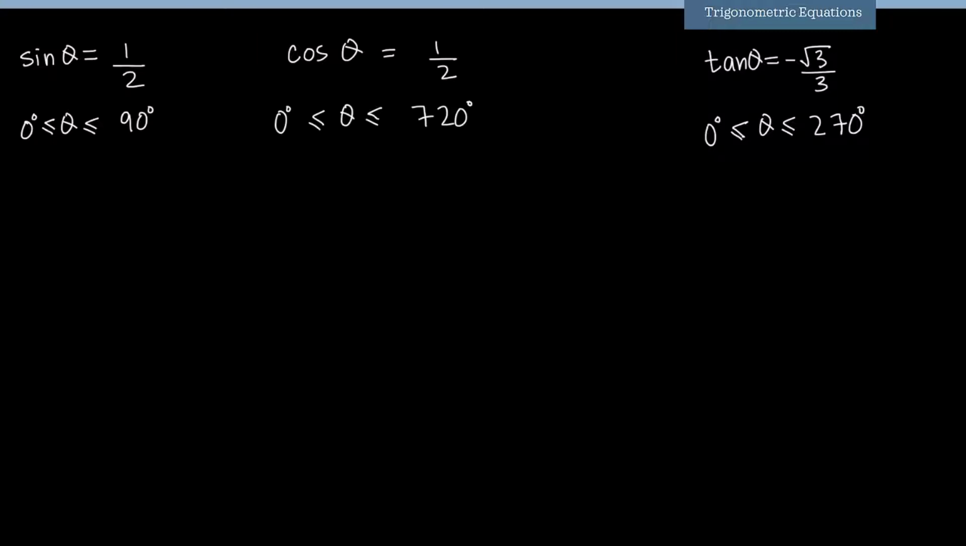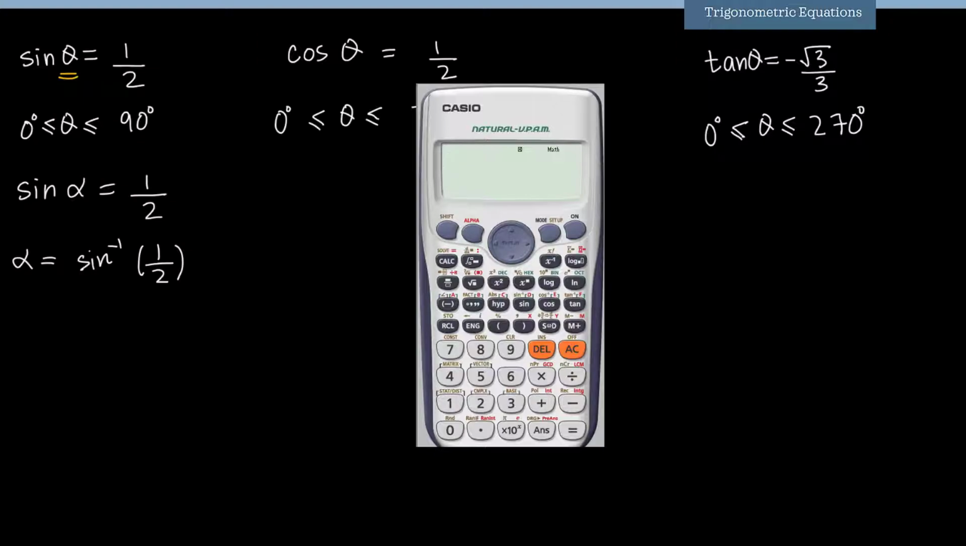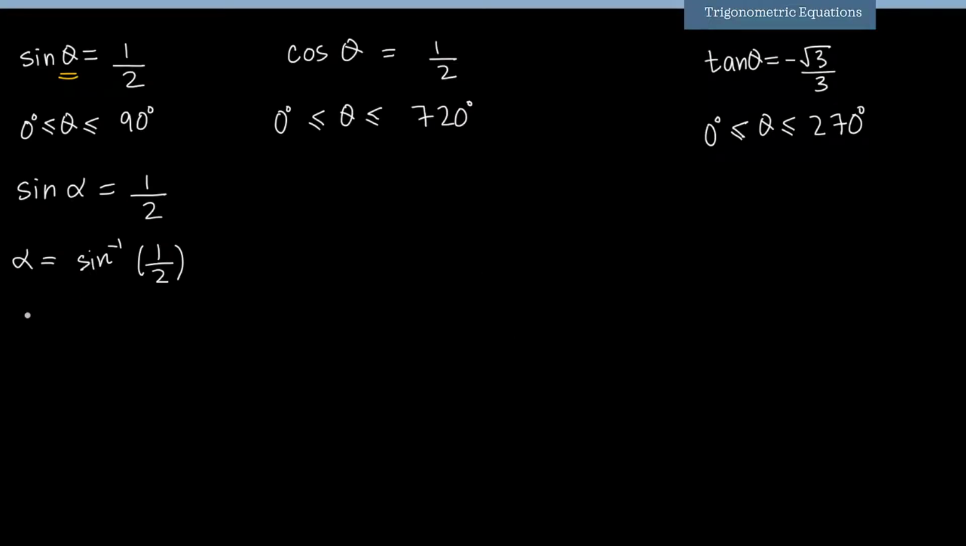My first step is going to be replacing my angle theta with my reference angle. So this would be sine of alpha. Alpha, my reference angle, is equal to 1 upon 2. Next, I'll send sine to the other side to find alpha. So alpha is equal to sine inverse of 1 upon 2. If I use the calculator, since my domain is in degrees, I'll keep my calculator in degree mode. So this would be sine inverse of 1 upon 2, and that would give me 30 degrees. So my reference angle alpha is 30 degrees.